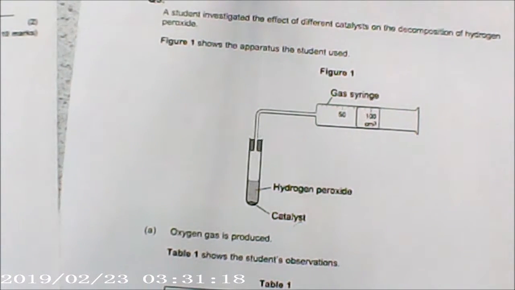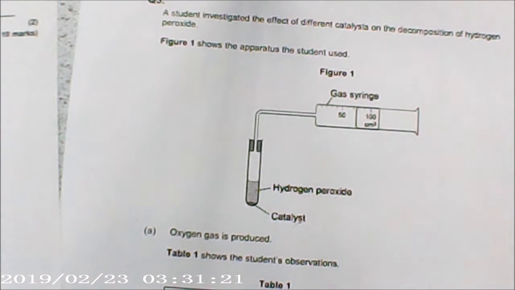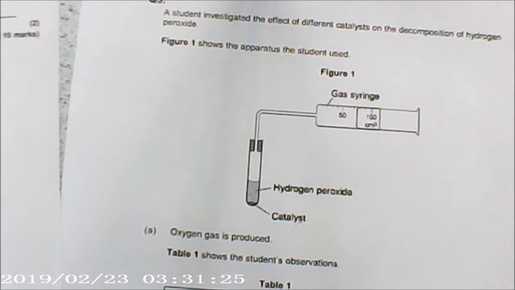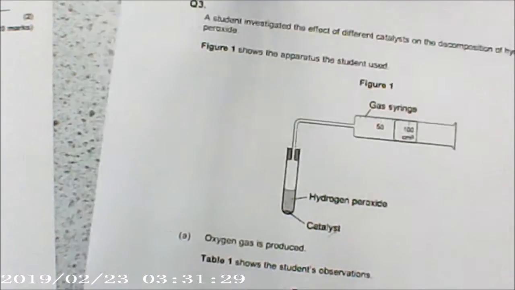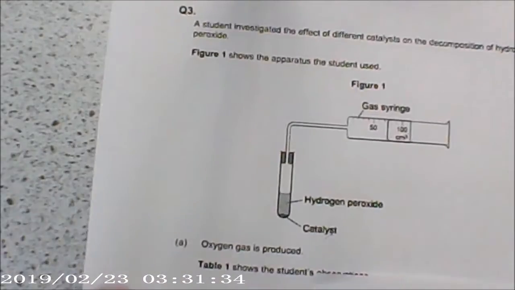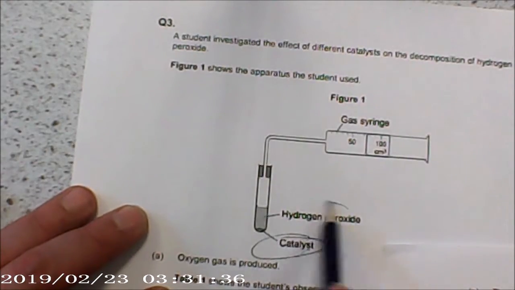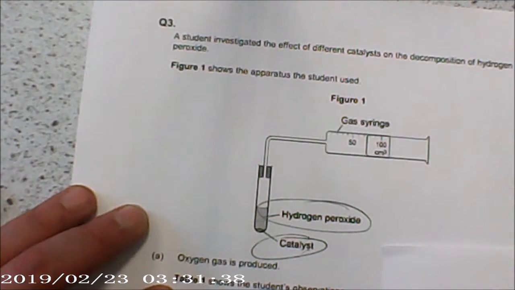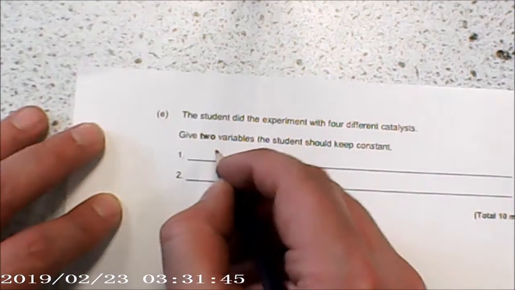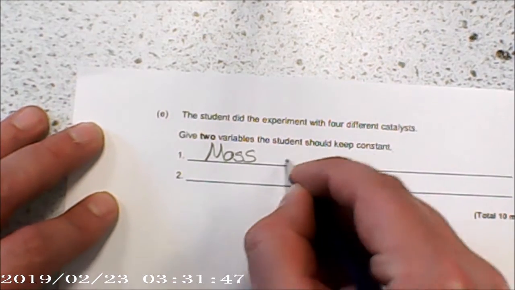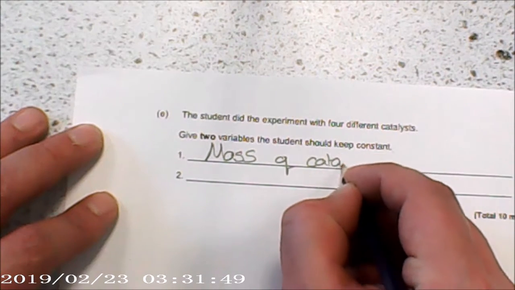Please do not talk about equipment. Do not say use the same gas syringe, because every gas syringe does the same thing. It's got the same scale, so it doesn't matter. So we need to talk about things on here. Now, I would suggest we look at the 2 reactants. So we've got hydrogen peroxide and the catalyst. Now we're changing the type of catalyst, but something that we should keep the same is the mass of catalyst.